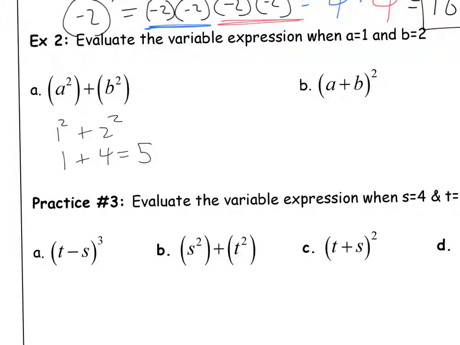Okay, well hopefully you saw that we would do 1 plus 2 first, then square it. 1 plus 2 is 3, and 3 squared is the same thing as 3 times 3, so it's 9. Alright.